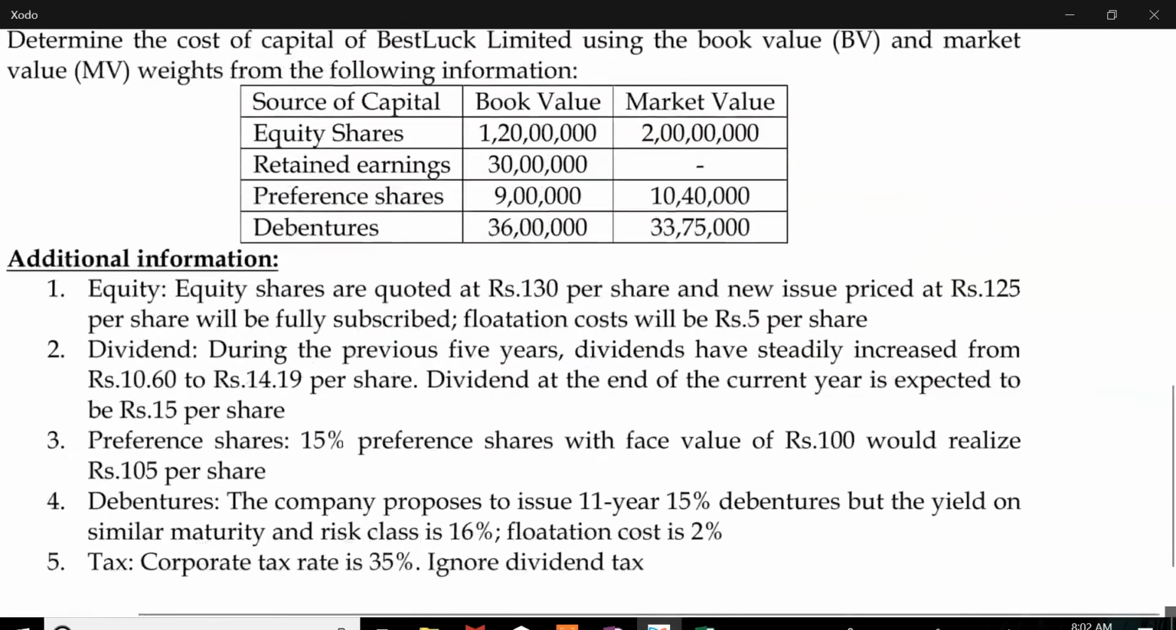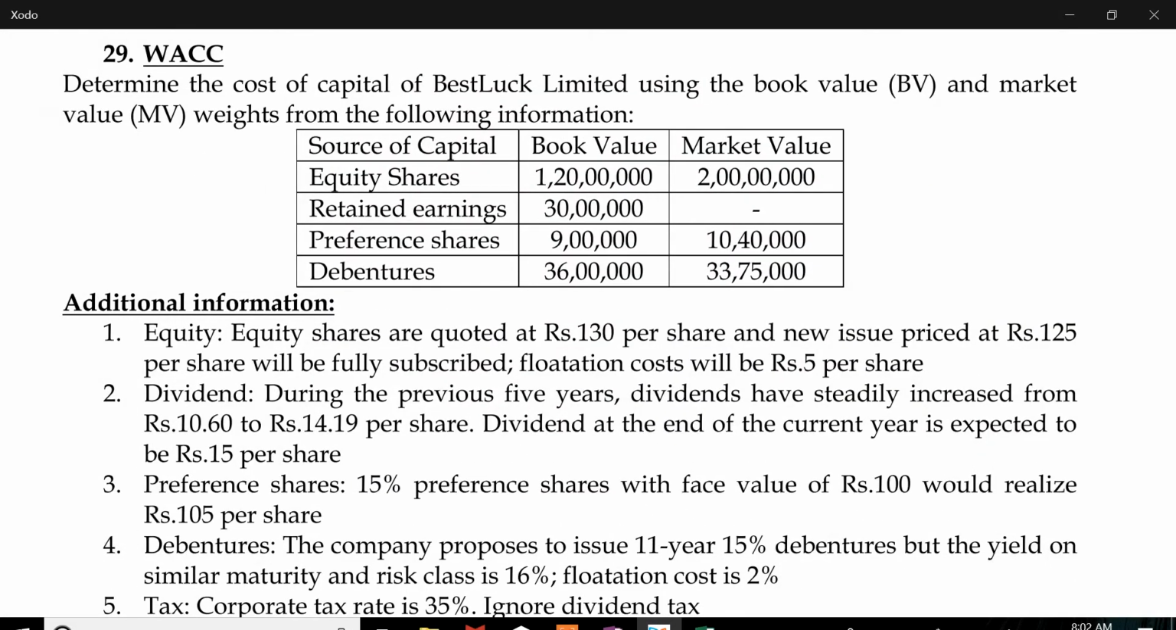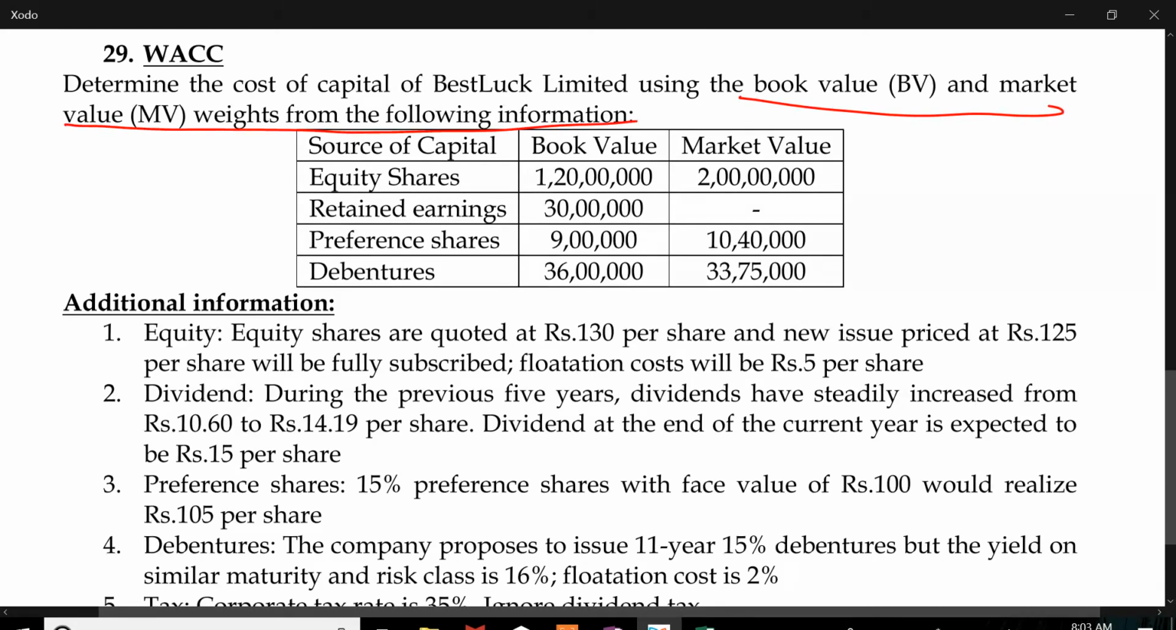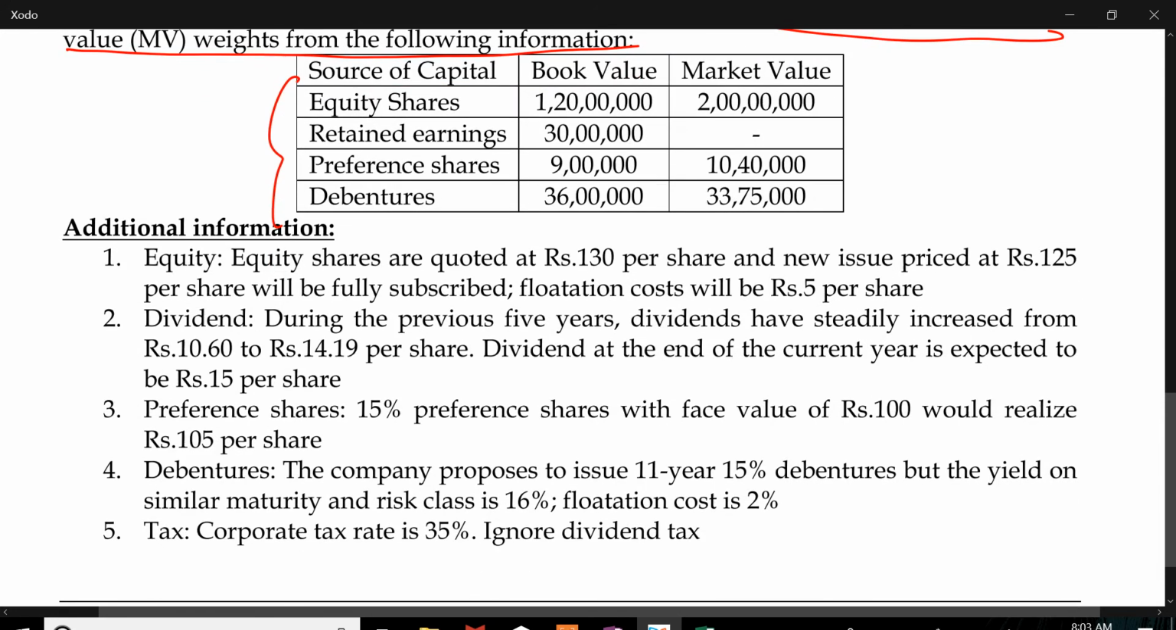Let's move to question 29. Everyone done with question 28? Can you move to 29? Okay, now listen. Determine the cost of capital of Best Luck Limited using the book value and market value weights from the following information. These are the four forms of capital. The weights are directly given. Book value is given, market value is given. Now some additional information is there.